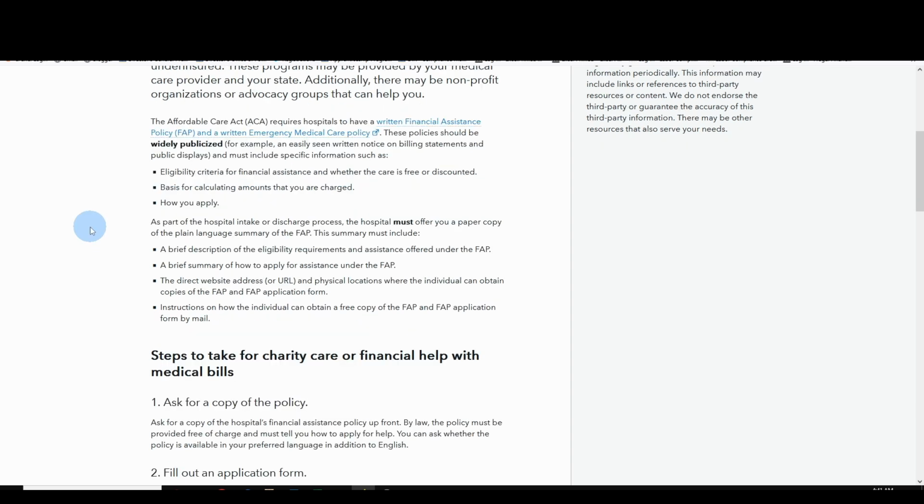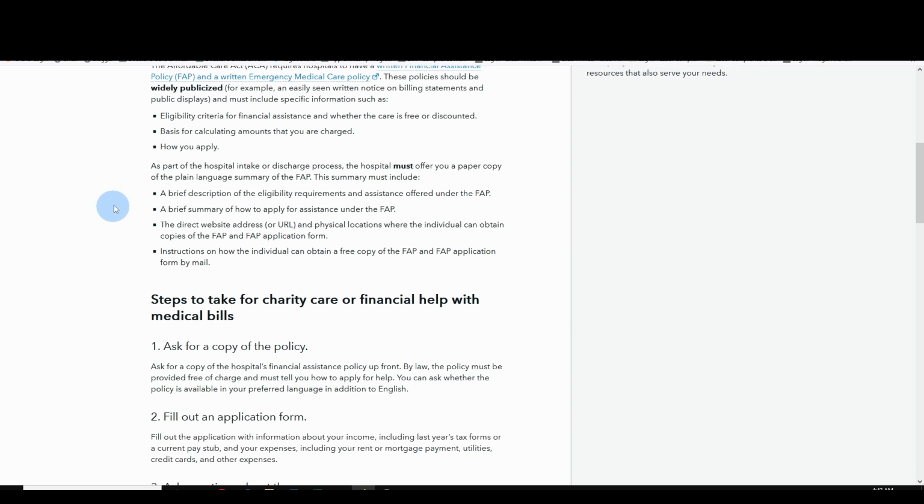How you apply. As part of the hospital intake or discharge process, the hospital must offer you a paper copy of the plain language summary of the FAP. This summary must include a brief description of the eligibility requirements and assistance offered under the FAP, a brief summary of how to apply for assistance under the FAP, Financial Assistance Policy, the direct web address or URL and physical location where the individual can obtain copies of the FAP and FAP application form, and instructions on how the individual can obtain a free copy of the FAP and an FAP application form by mail.